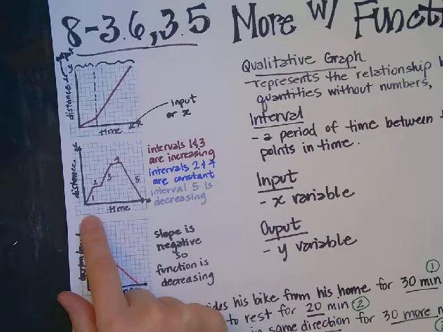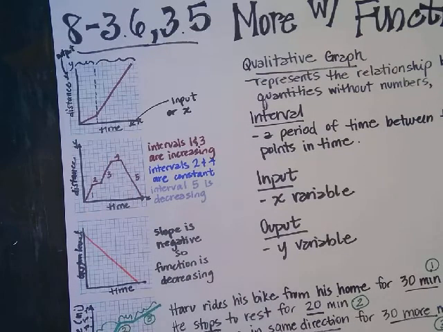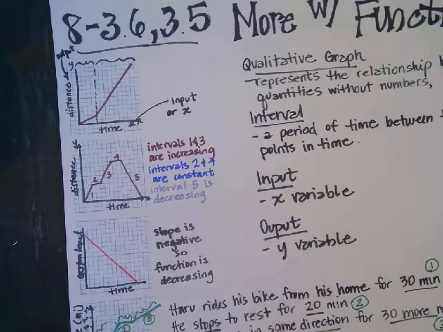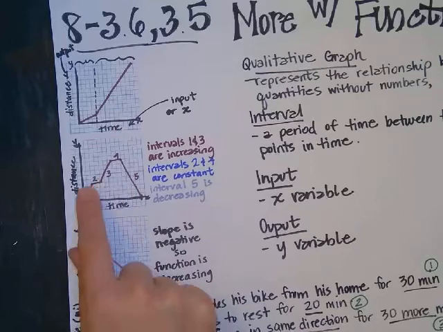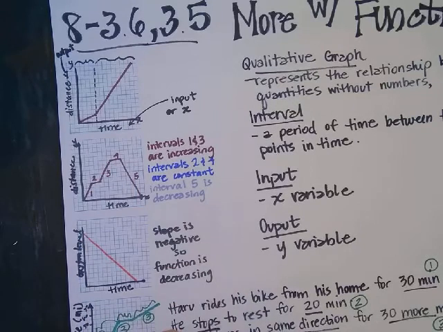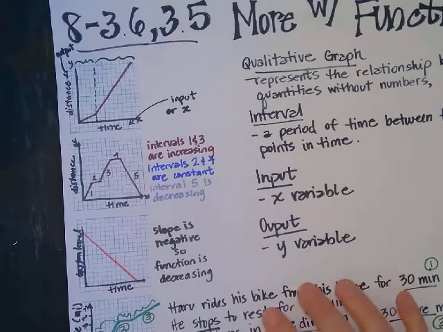This is also a distance versus time graph. Here we're looking at all these different intervals, 1, 2, 3, 4, and 5. You can see that 1 and 3 are increasing. You can see that by the positive slope. You can see that 2 and 4 are constant. Nothing's happening there. The distance is staying the same as time passes. And you can see that in 5, the interval is decreasing.